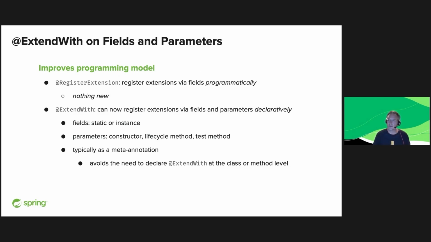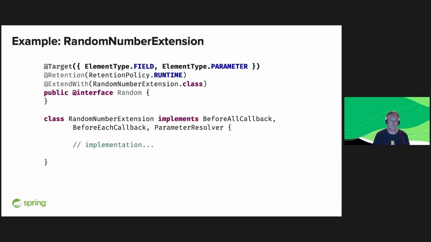And basically what this does is it really avoids the need to declare @ExtendWith for this particular extension at the class or the method, and it hides that implementation detail. And that'll make more sense with an example. So here we have a RandomNumberExtension, and this comes with an @Random annotation. And we see that the target type is field and parameter, and retention is runtime, and it's going to automatically extend with RandomNumberExtension, so to register that extension for you.